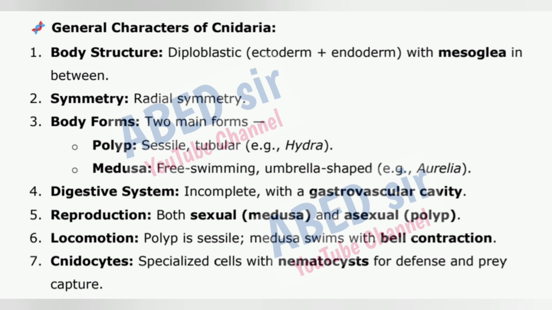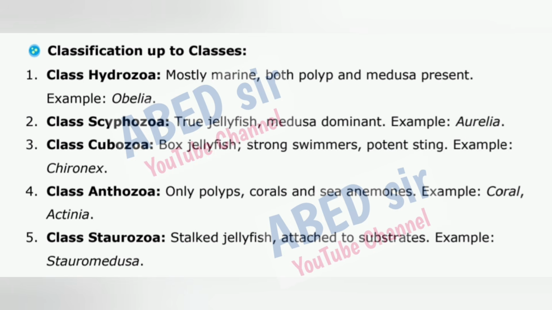4. Digestive system: incomplete, with a gastrovascular cavity. 5. Reproduction: both sexual, medusa, and asexual, polyp. 6. Locomotion: polyp is sessile, medusa swims with bell contraction. 7. Cnidocytes: specialized cells with nematocysts for defense and prey capture.